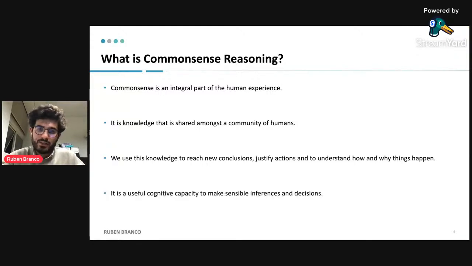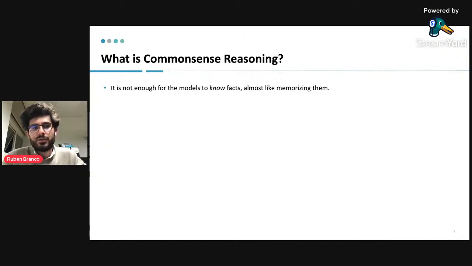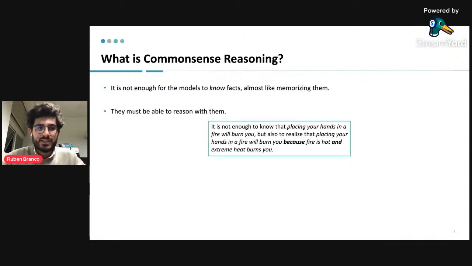So it is a useful cognitive capacity to make sensible inferences and decisions, and it becomes fundamental in our daily lives. But it is not enough for the models to know these facts, almost like memorizing them, like a student that memorizes knowledge before an exam or a test. They must be able to reason with them, because it is not enough to just know that placing your hands in a fire will burn you, but also to realize that placing your hands in a fire will burn you because fire is hot and extreme heat burns our skin.